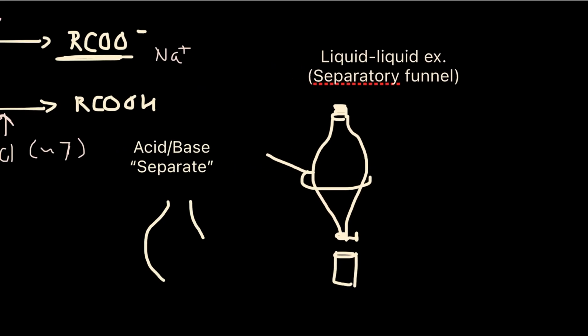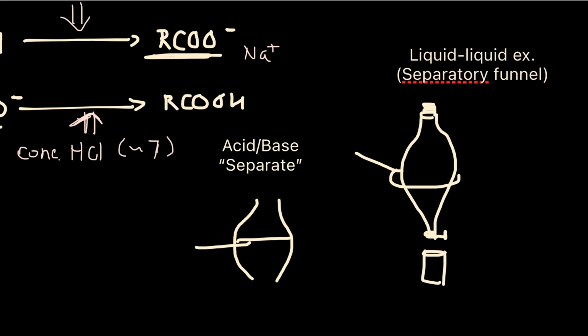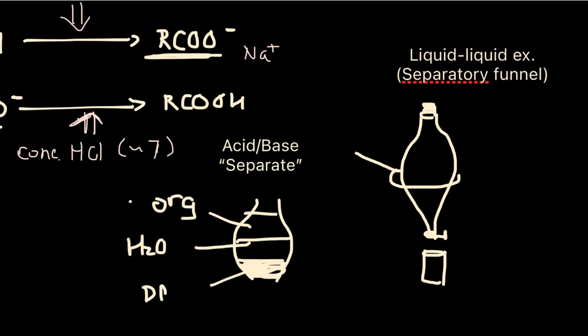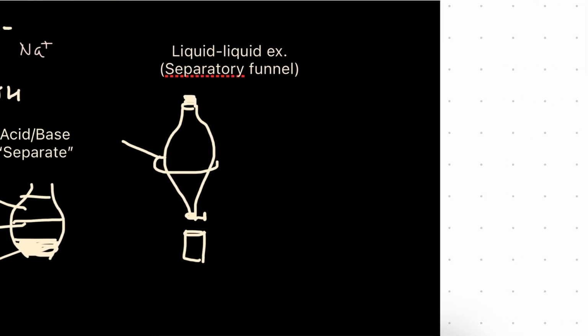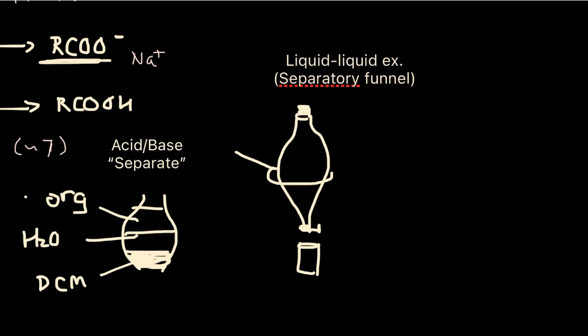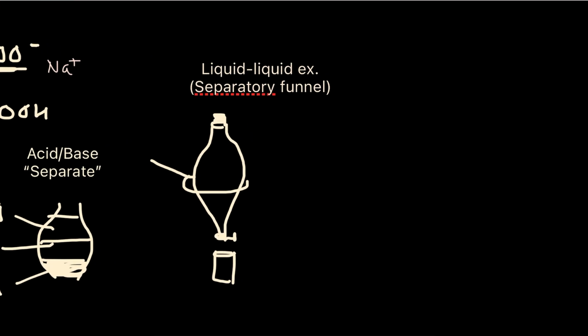Usually the water layer is going to be at the bottom because it is more dense than organic solvents, so usually organic is at the top. However, there are exceptions if you are using DCM, dichloromethane, or chloroform. Those are going to be at the bottom. They're more dense than water. So as you isolate, okay, let's just say we threw in some stuff in here.